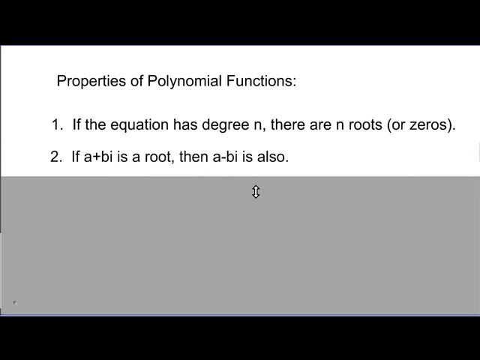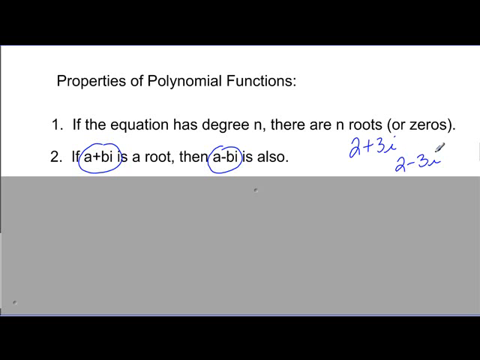The other observation I hope you've made is that when you do have complex roots or zeros, they come in conjugate pairs. If a plus bi is a zero, a minus bi also has to be a zero. In the last example that I worked and recorded for you, we had 2 plus 3i as one of our zeros, and 2 minus 3i was also a zero. That's always going to happen.